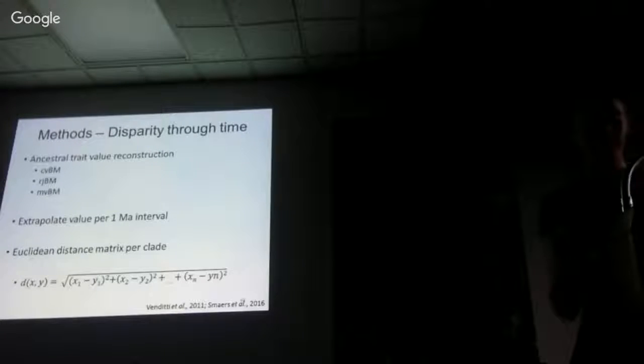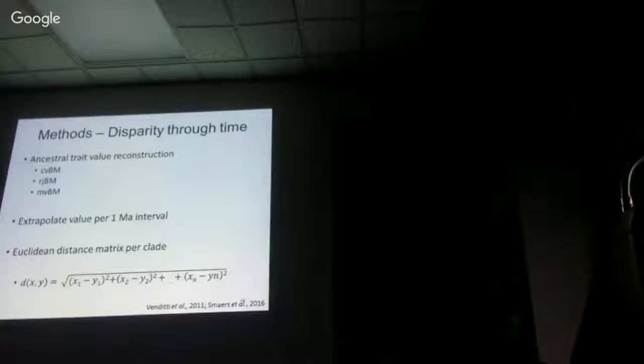So once ancestral trait values are reconstructed for each internal node, I will extrapolate these ancestral trait values along the branches so that I can obtain ancestral trait values at each 1 million year interval. So firstly, I will reconstruct them for each node and then extrapolate them along the branches.